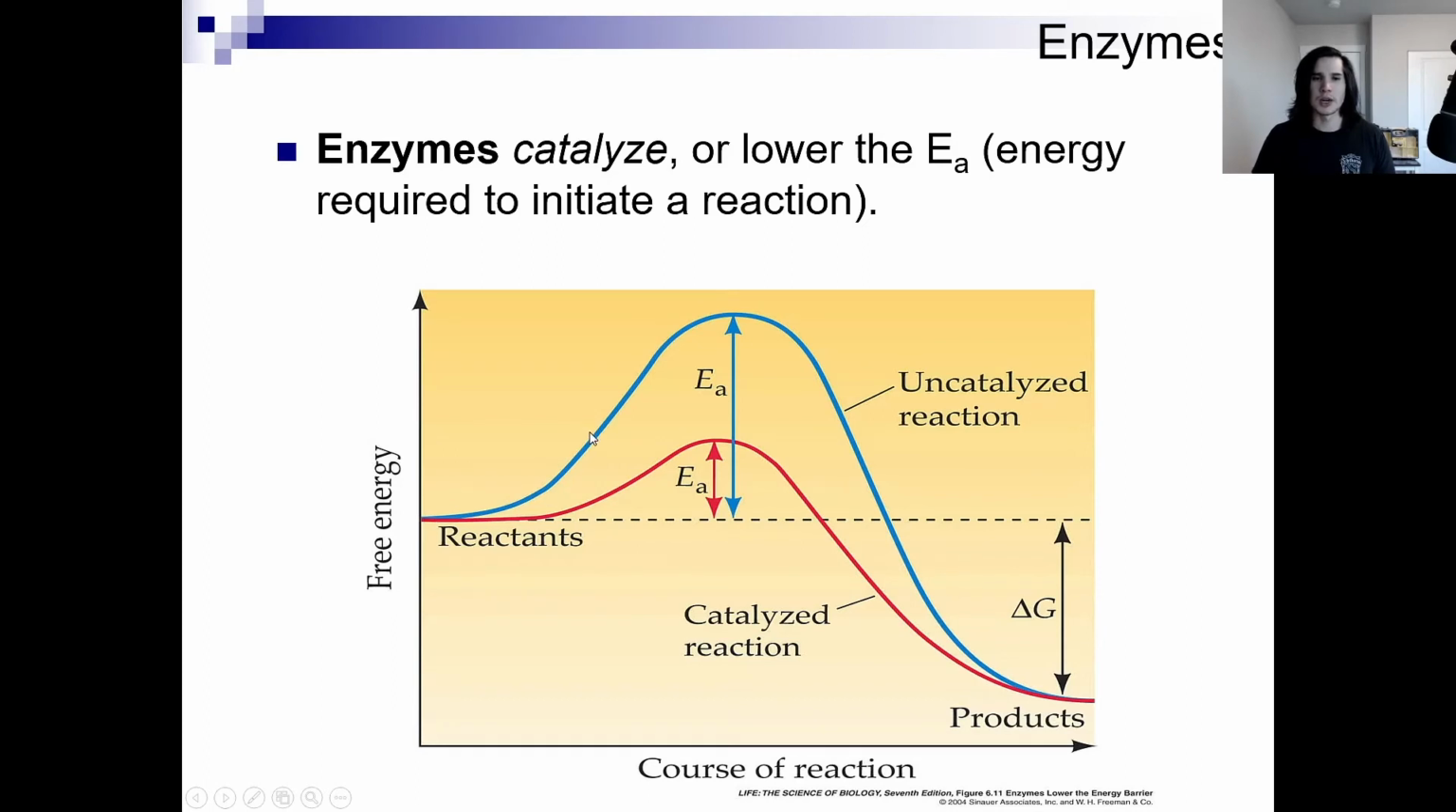Your original hump here was this blue line. So this was the original activation energy for the reaction, and that's if you're trying to just move from one molecule type to the other with no helpers. Now, if you introduce an enzyme, it lowers the energy needed in order for you to get from one molecule type to its product type.